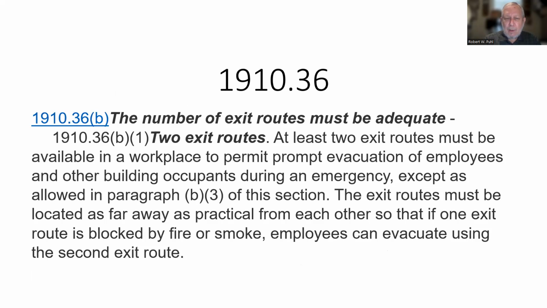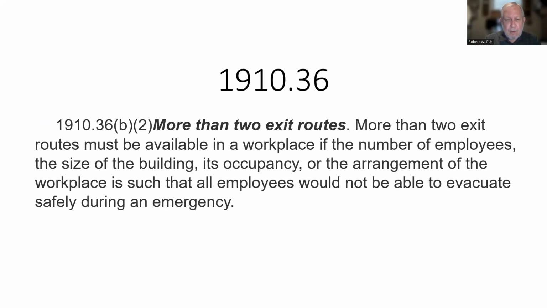Number of exit routes must be adequate. 2 exit routes. At least 2 exit routes must be available in a workplace to permit prompt evacuation of employees and other building occupants during an emergency, except as allowed in paragraph B3 of this section. The exit routes must be located as far away as practical from each other so that if one exit route is blocked by fire or smoke, employees can evacuate using the second exit route. More than 2 exit routes must be available in a workplace if the number of employees, the size of the building, its occupancy, or the arrangement of the workplace is such that all employees would not be able to evacuate safely during an emergency.